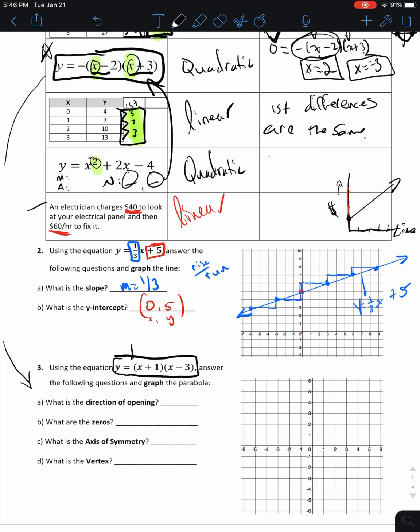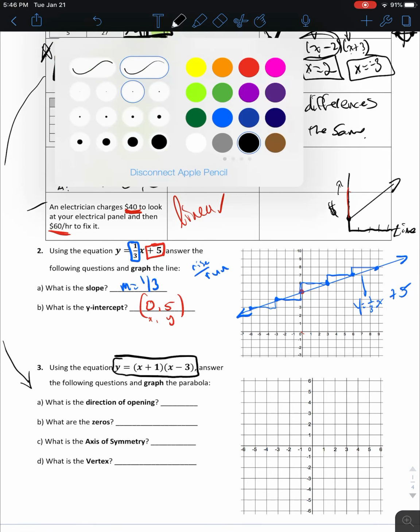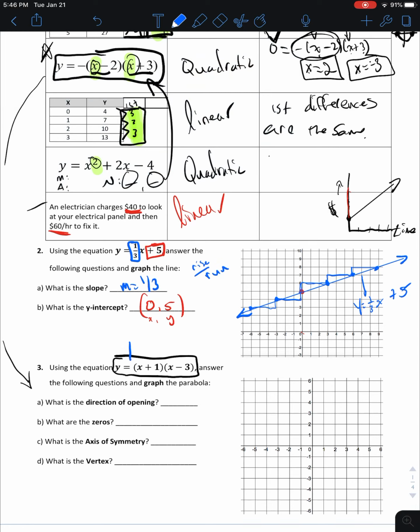If you remember in class, we discussed the direction of opening comes from the sign, so either positive or negative, that's right here in front. If it were negative, it would be opening down, but I don't see the negative there, so it therefore must be opening up. So it's a positive value here, right? And so it's opening up. We can confirm this a different way after, but let's just keep going.